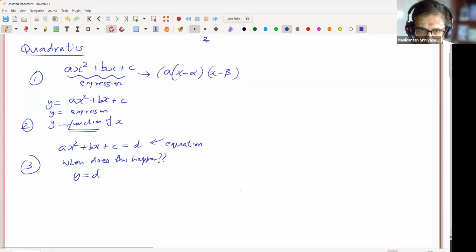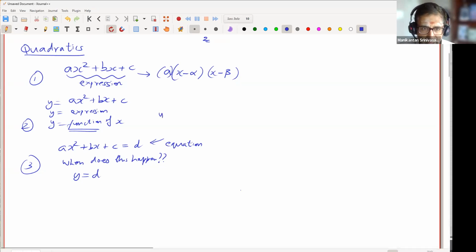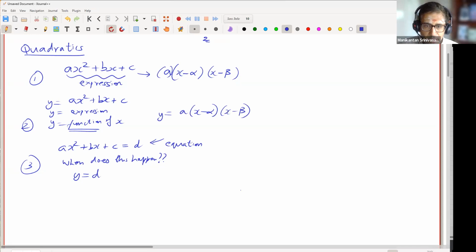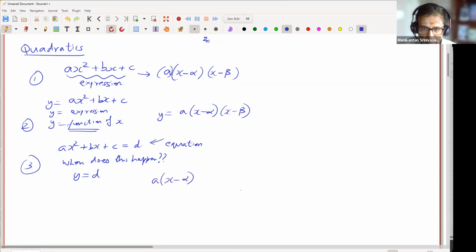So in a way, there are three multiplicative units here. A is separately a unit, x minus alpha is another unit, x minus beta is another unit. And same thing for an expression also, you can just say this. And for an equation, again, this helps because it helps me solve the equation.